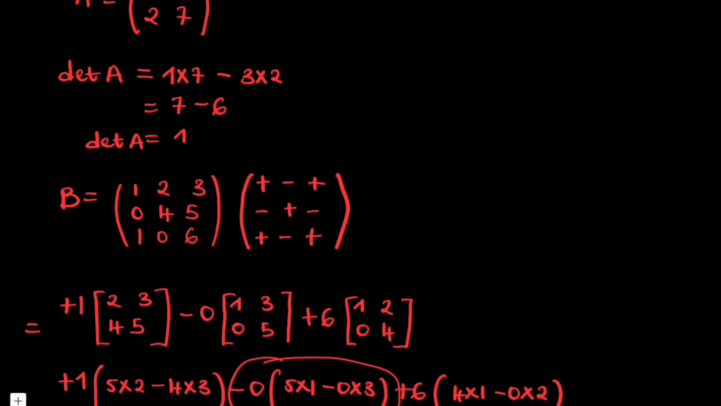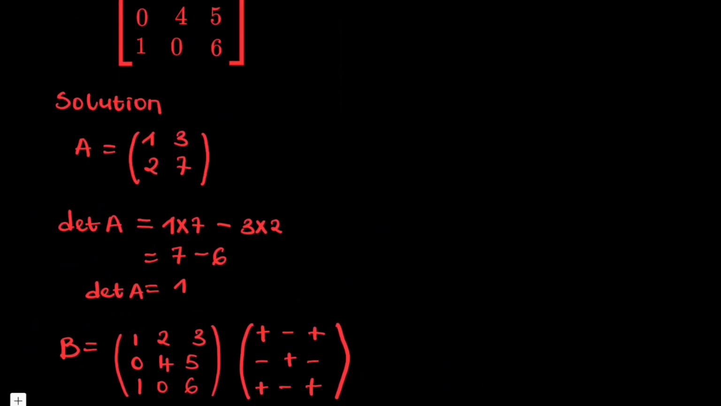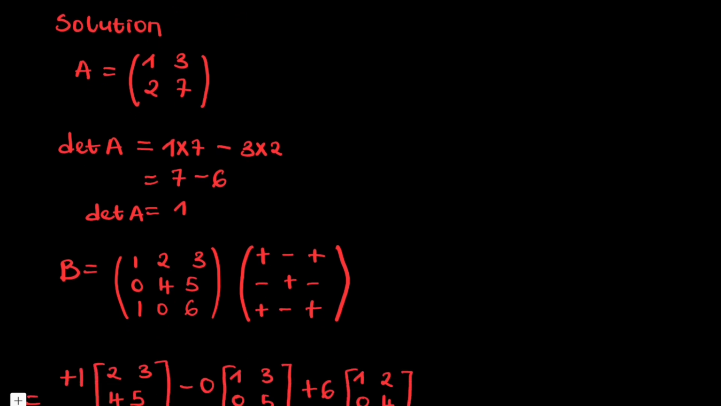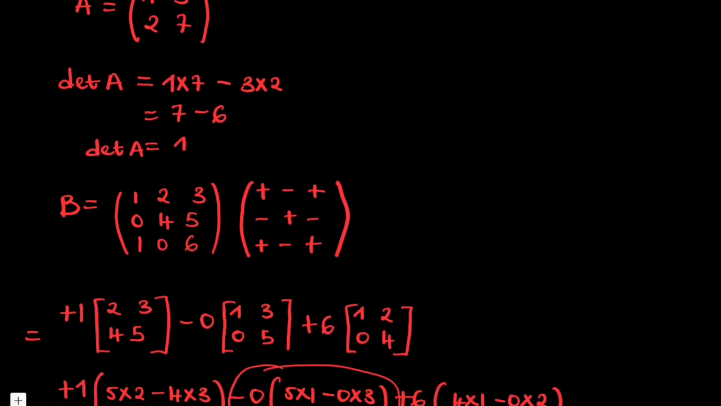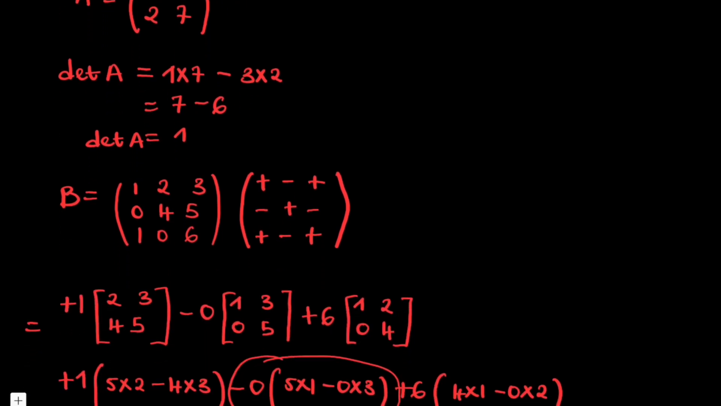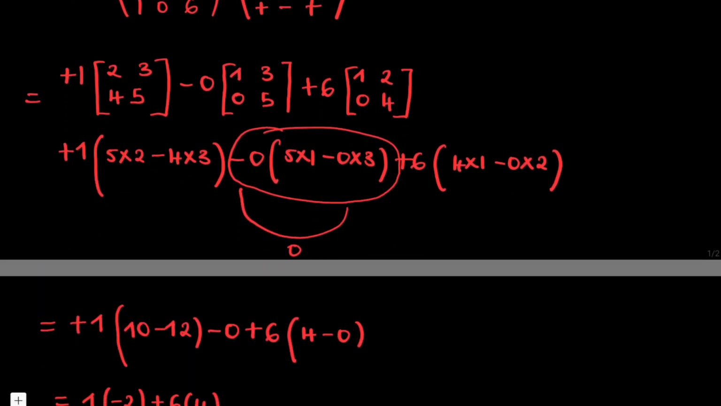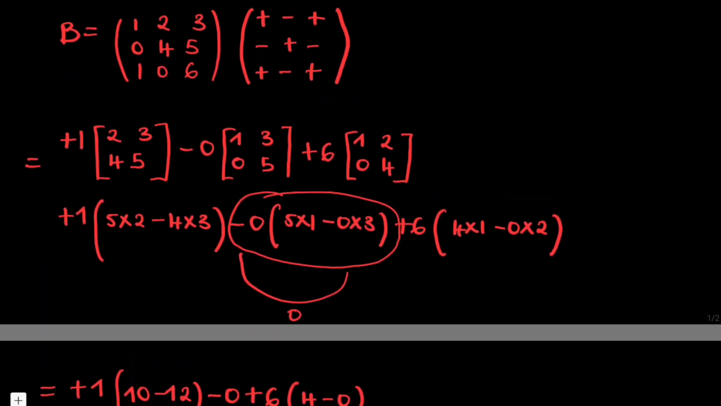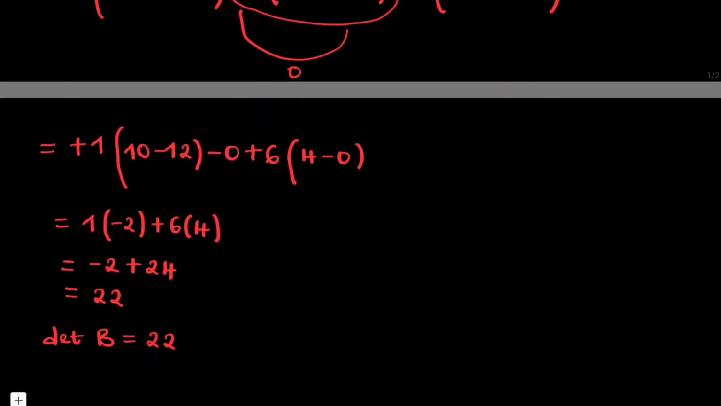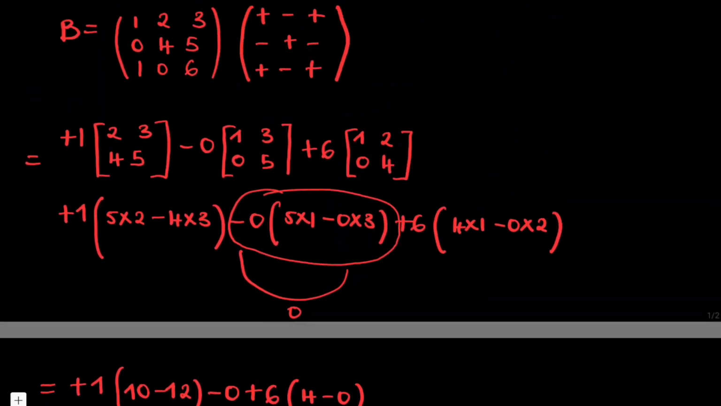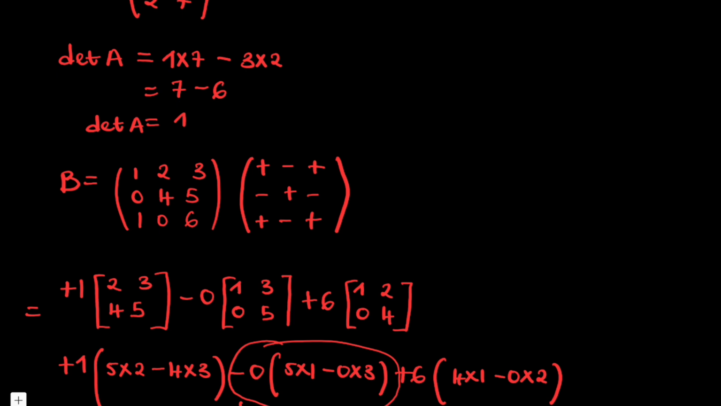To look for the determinant of a simple 2 by 2 matrix, we simply multiply the numbers at the diagonal and subtract from the numbers which are not at the diagonal. And to look for the determinant of a 3 by 3 matrix, we use the cofactor expansion method. That is how we find the determinant.